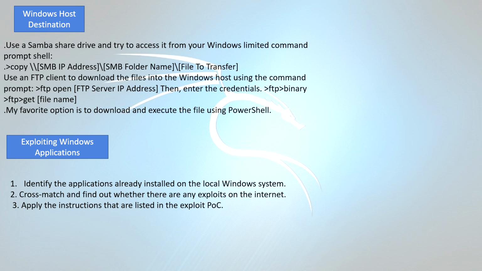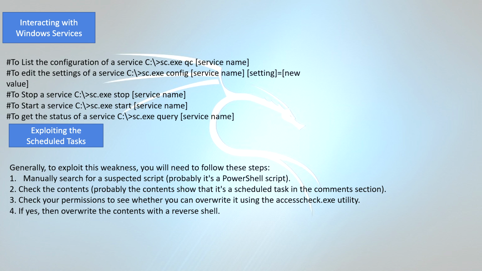Use PowerShell. Next, interacting with Windows services: to list the configurations of your service, to edit the settings of the service, to stop the service, to start the service. Exploitation generally exploits the weakness. Manually search for the suspicious script, check your connection, and check your permissions to see the credentials.